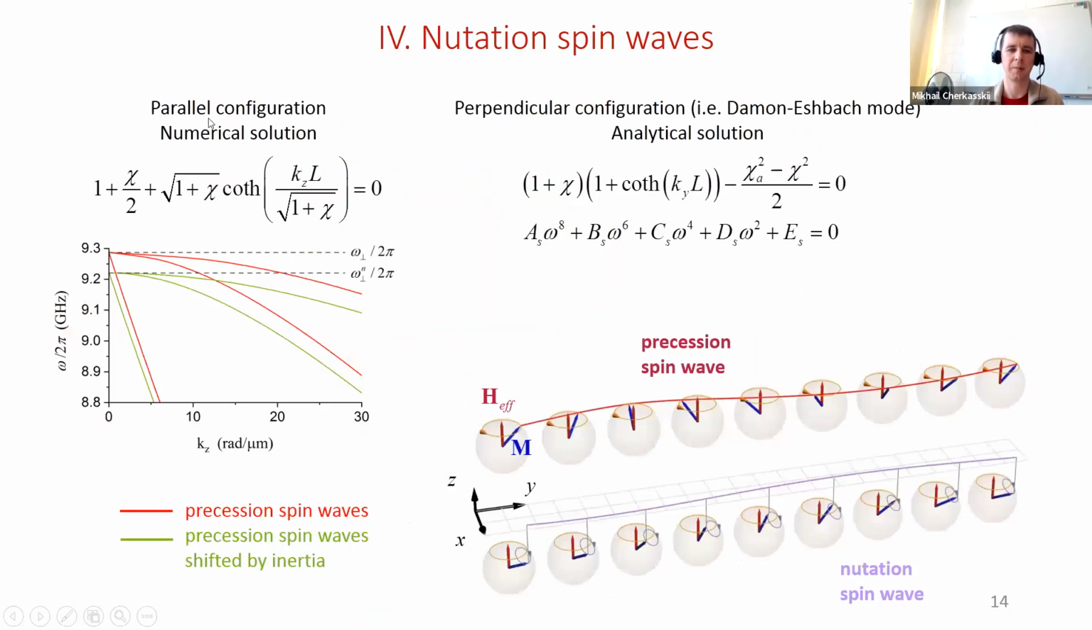And for the parallel configuration, there are an infinite number of modes, and here we just plotted the first three modes. One can see this dispersion relation, which is the dependence of frequency on the wave number. And here with green lines, we draw the precession spin waves, which are shifted by inertia, and with red lines, ordinary precession spin waves are plotted. One can see that inertia induced a shift of the frequency versus wave number.